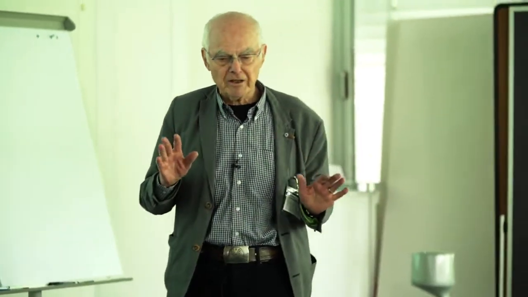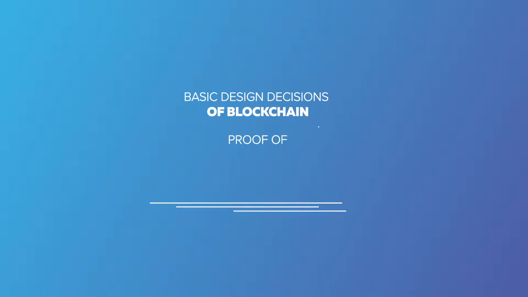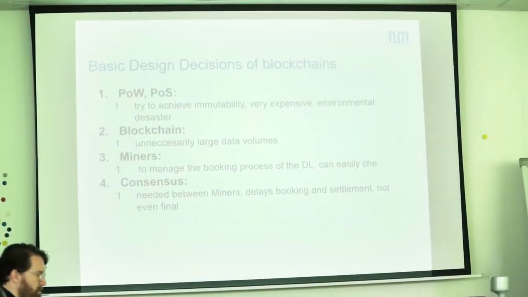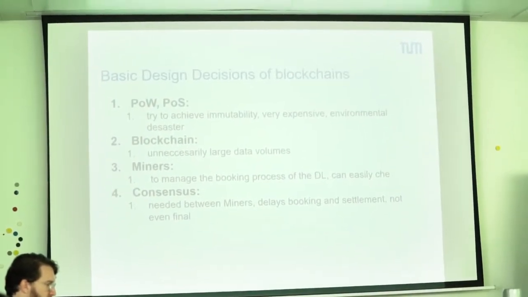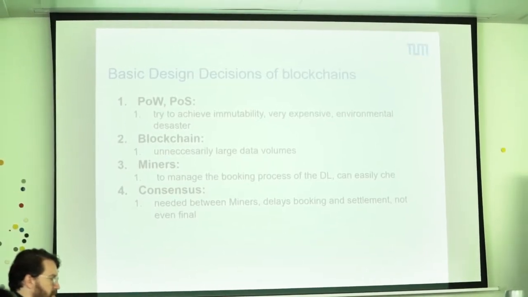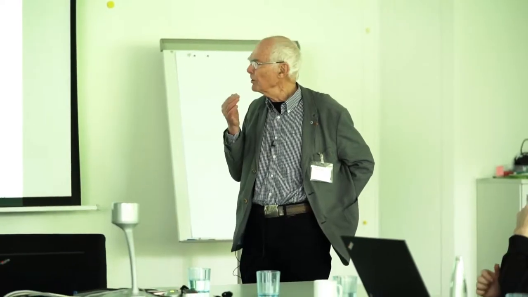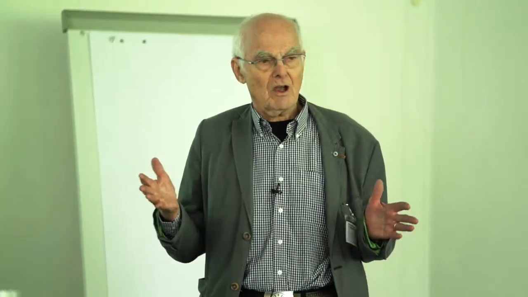Distributed ledger is an entirely different aspect. Let me look briefly at the basic design decisions of blockchains. The first one is proof of work, proof of stake, proof of authority, and so on. These design decisions are used to achieve immutability, to make the booking process very expensive, but they can also be an environmental disaster. Blockchains usually have rather large data volumes. Miners are needed to manage the booking process and consensus between miners. I see these as basic design decisions of blockchain.